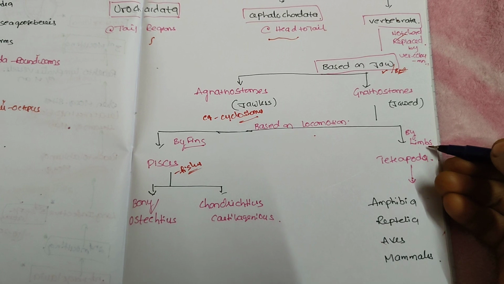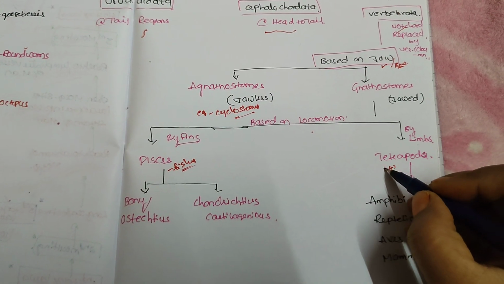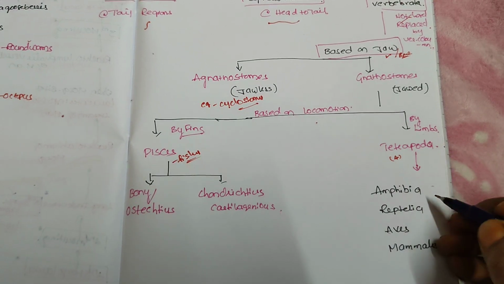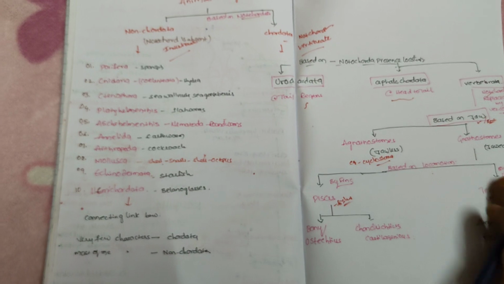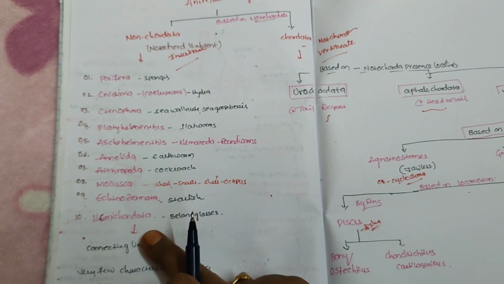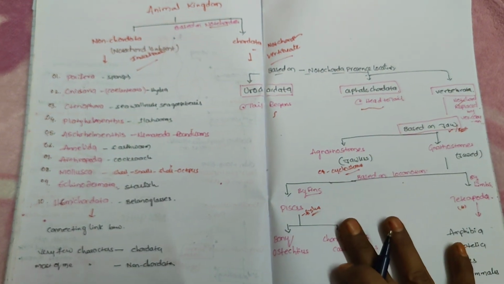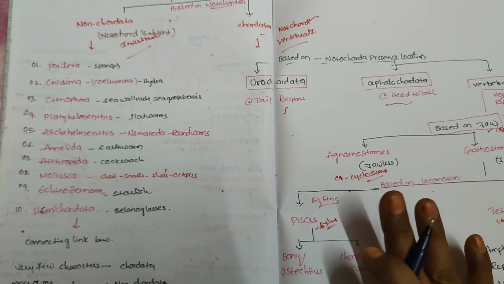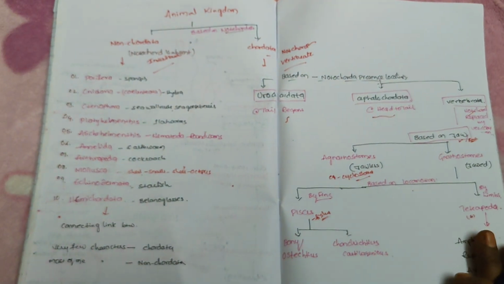With the help of limbs they can move. That is called Tetrapoda. Tetra means 4. Here we have forelimbs and hind limbs. That is Amphibia, Reptilia, Aves and Mammalia. The sequence of phyla is also very important in MCQs. And first of all, knowing the classification is a very basic need to read about the whole animal kingdom.